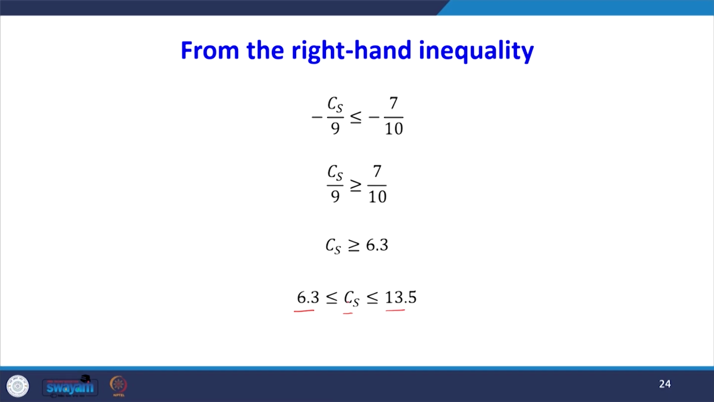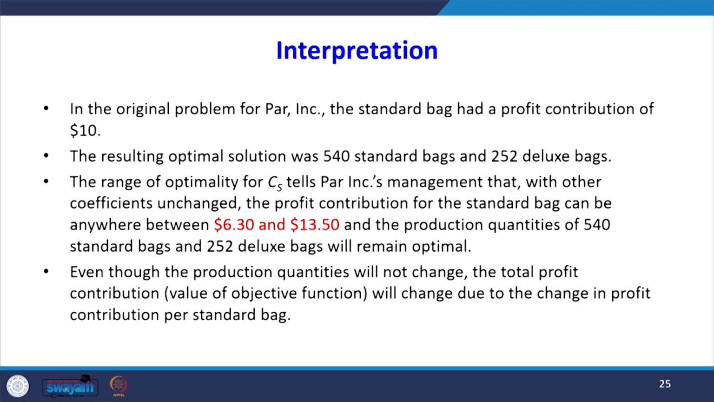What this number says is that as long as the coefficient of the standard bag is within this range, it will not disturb our final solution, so it will not affect our optimality. How are we interpreting this? In the original problem, the standard bag had a profit contribution of $10. The resulting optimal solution was S equal to 540, D equal to 252.